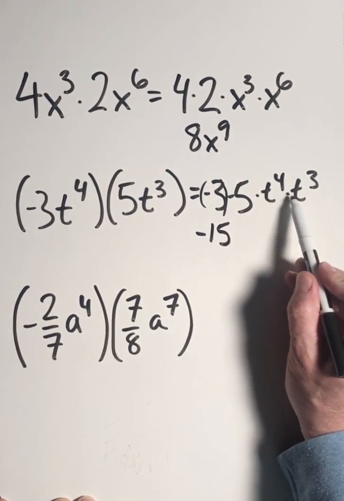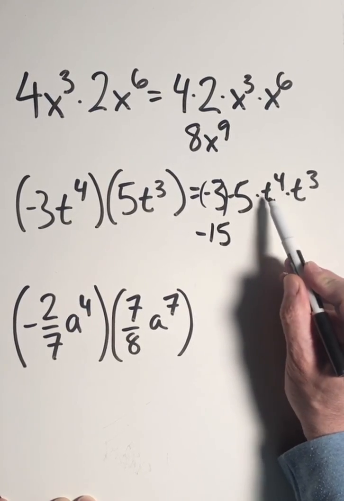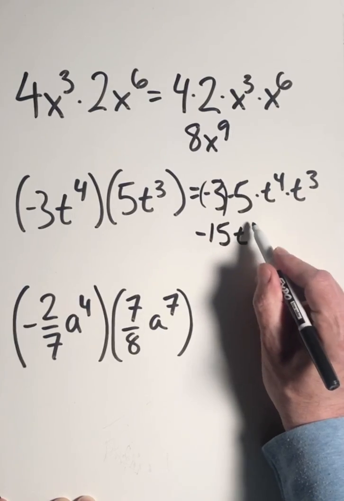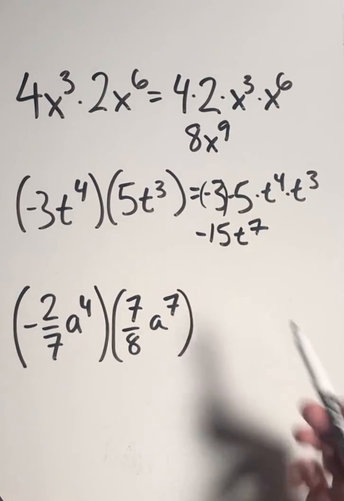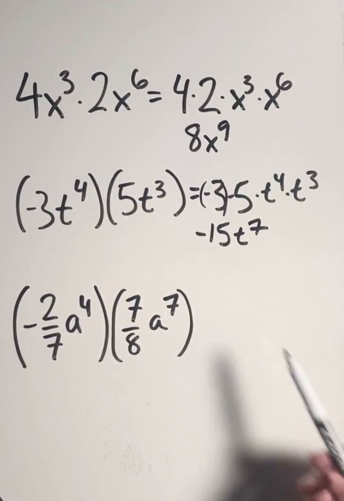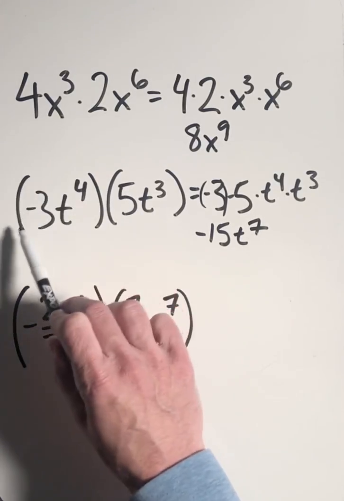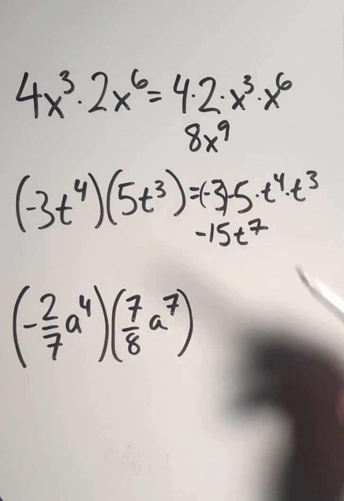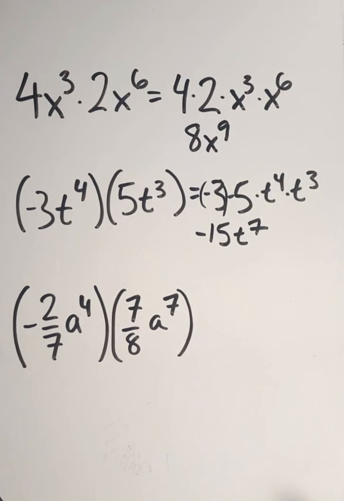And again, since multiplication is repeated addition, when we multiply exponential expressions, we add the exponents. So this would be t to the 7th power. So -15 t to the 7th. Again, some students will just go mentally and do these in their head. I strongly suggest that you write them out to catch and prevent mistakes like I just did.